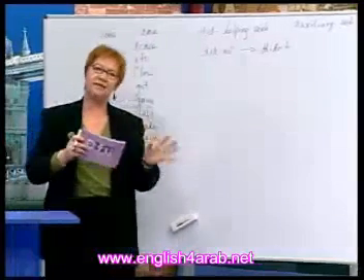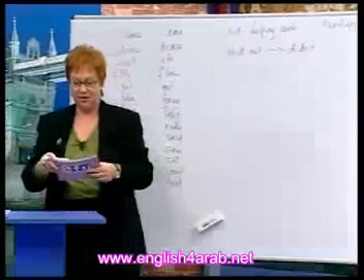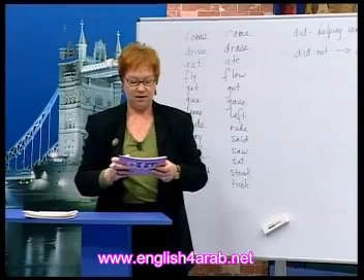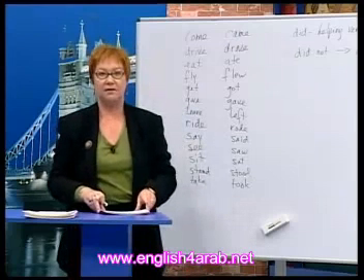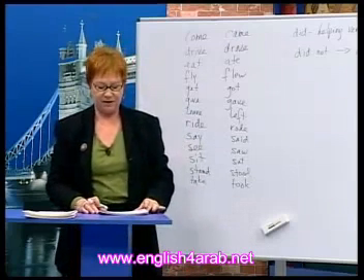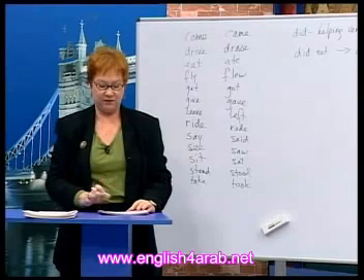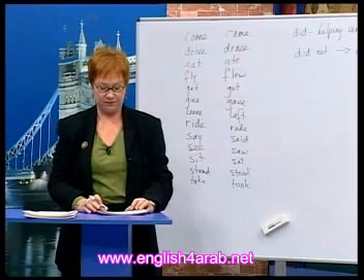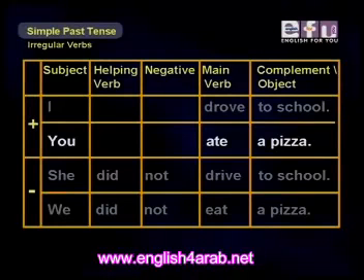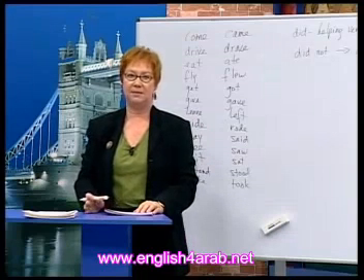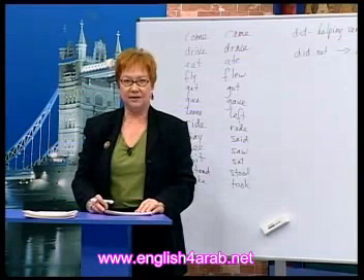If you look at the chart, you can see the difference in the sentences. So if you look at the chart, you see subject, helping verb, negative, main verb, and the complement or the object. Now, if you look at the chart, the first two are positive. I drove to school. No helping verb, no negative. You ate a pizza. You, no helping verb, no negative.